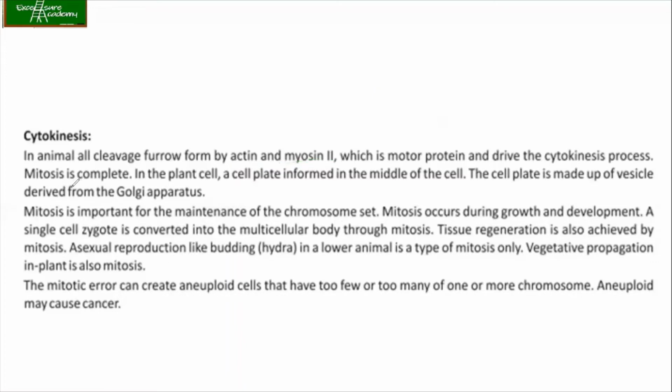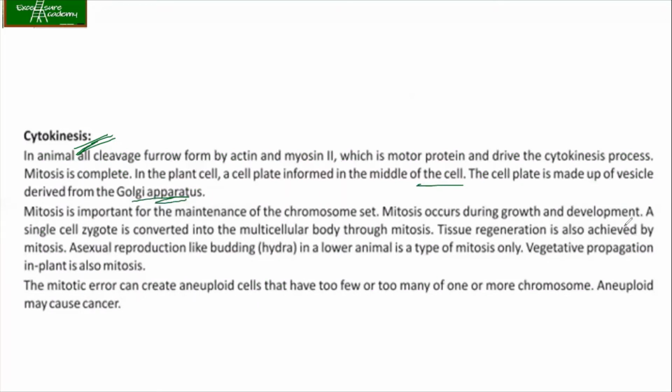So mitosis is complete with the following cytokinesis. In the plant cell, a cell plate is formed in the middle of the cell. This is made up of vesicles derived from the Golgi apparatus. It is an important part for the maintenance of the chromosome set.